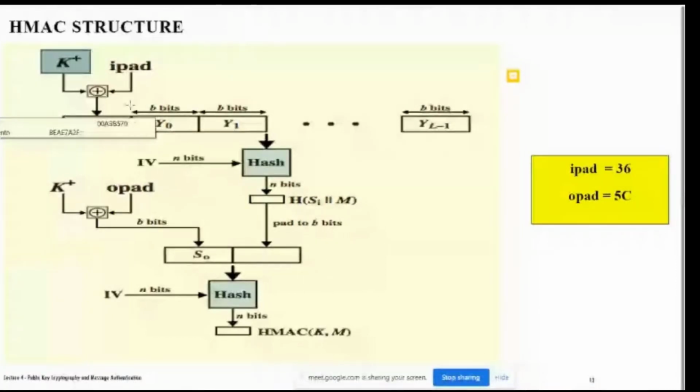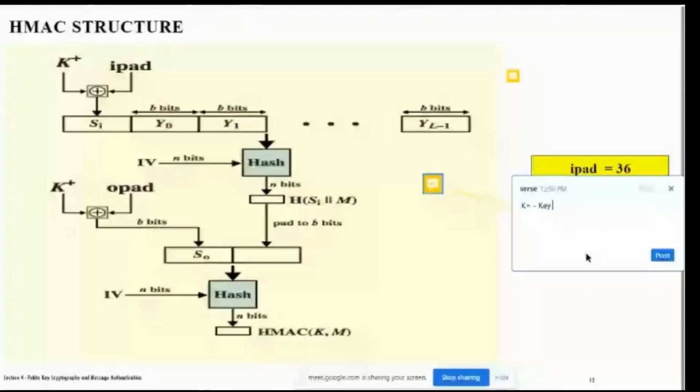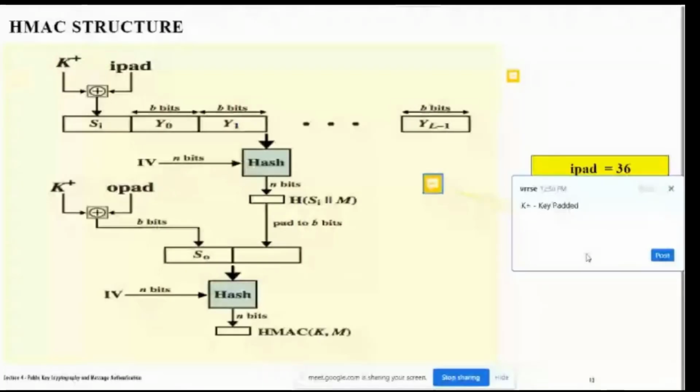I will write it here. I cannot write power, so I'm just writing plus here. So what is K plus? This is the key padded. If your key is very small, you have to do it. So this is key padded, K plus. Ordinary K means that is going to be your key, which is the correct size. The size of the key is correct.